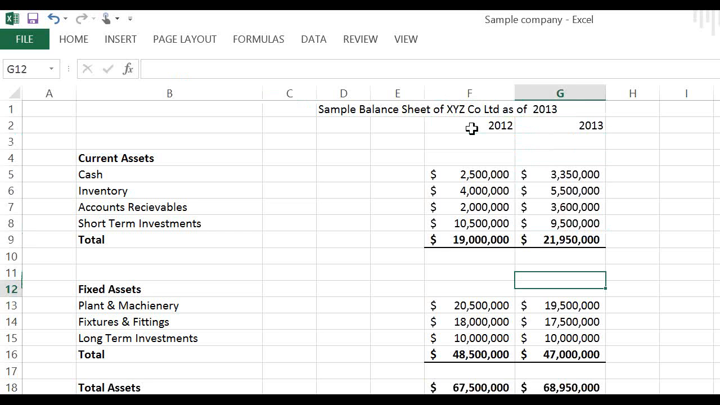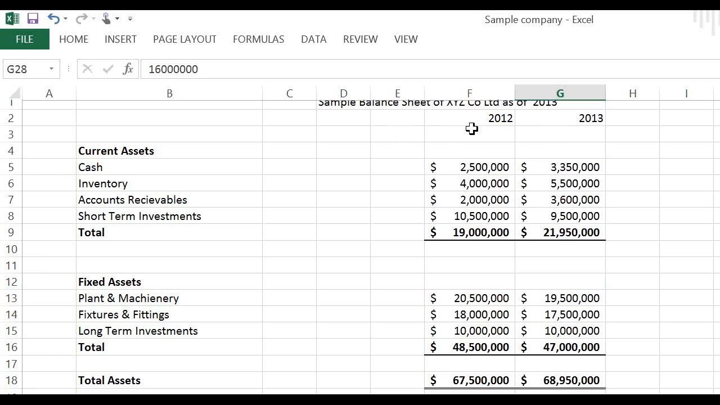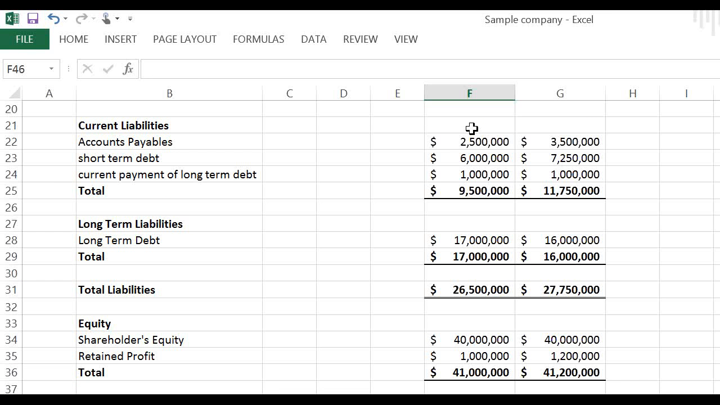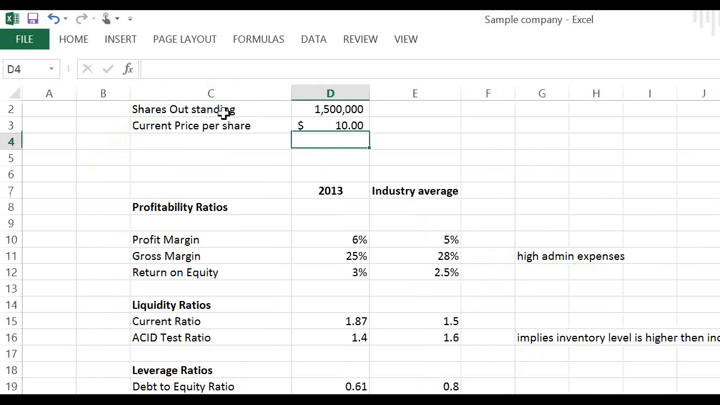So here is a ratio and a dashboard for ratio analysis. Before we move on, let's assume that the outstanding shares for the company are 1.5 million, and the current share price of the company is $10. So first we'll do the profit margin ratio. To do the profit margin ratio, we'll link the net profit and sales.